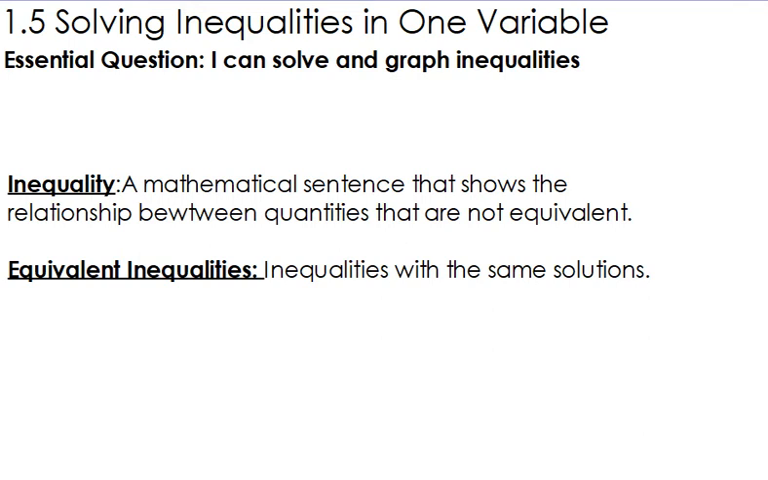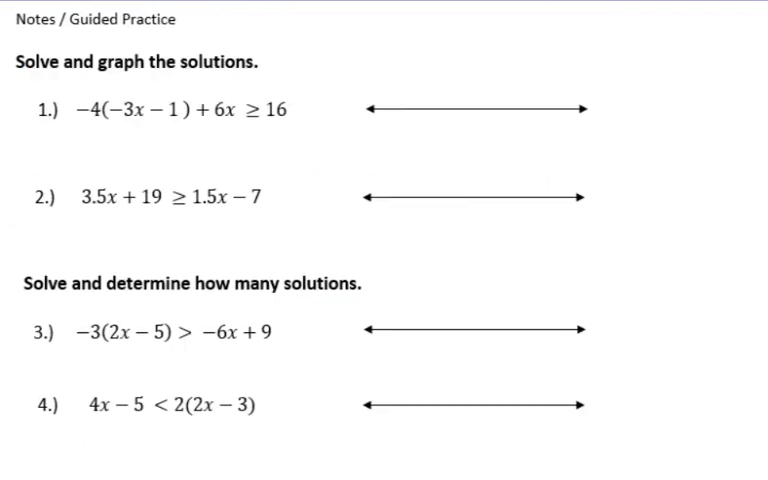So our open and closed circles and our arrows with our graphs. And then equivalent inequalities are inequalities with the same solutions, just like equivalent equations have the same answer. All right, so we're going to solve and graph the solution. So this is just like solving equations, but we have a less than or greater than, so we're going to have to graph them because remember there's more than one option.